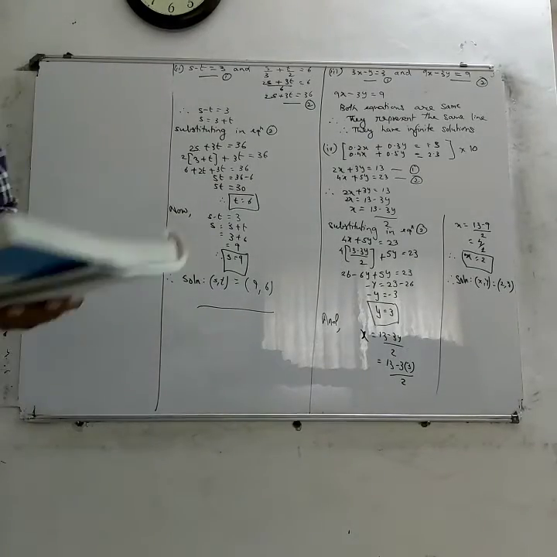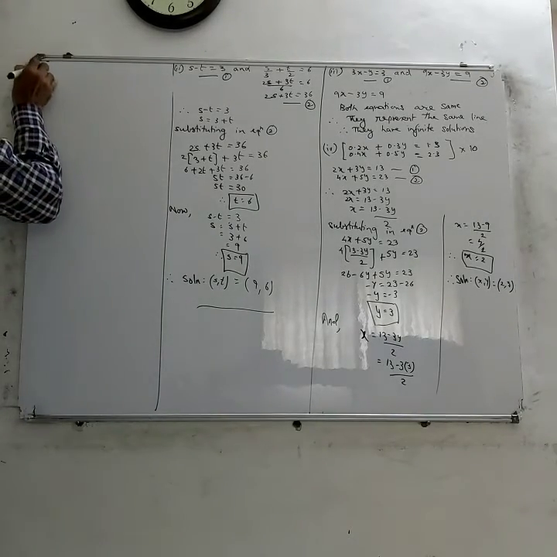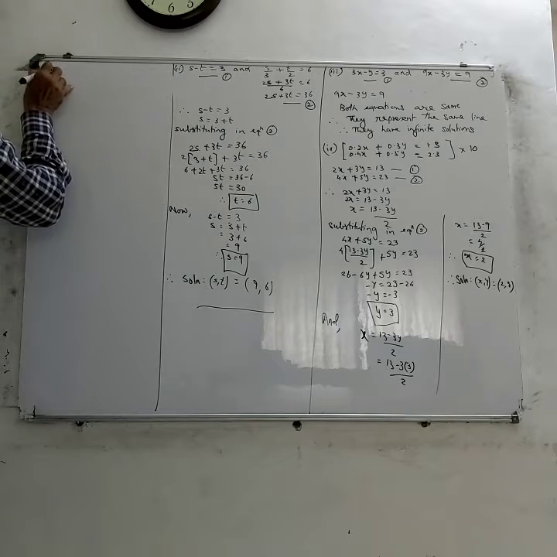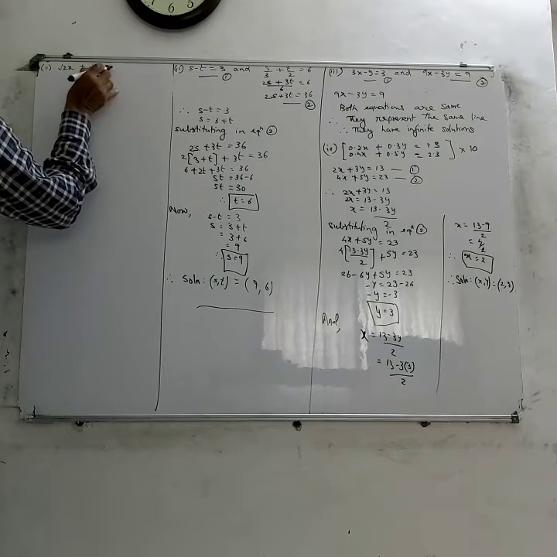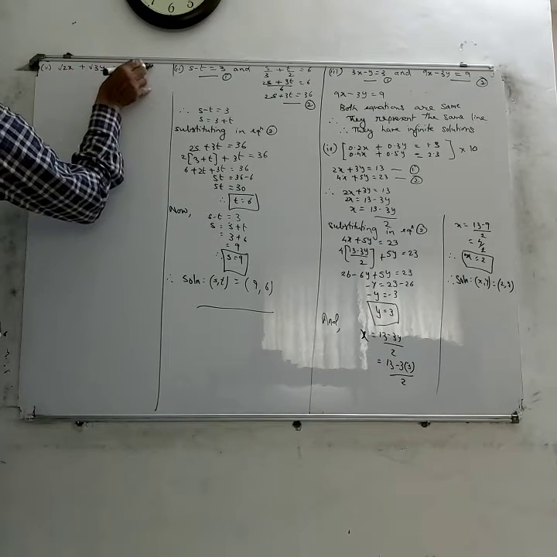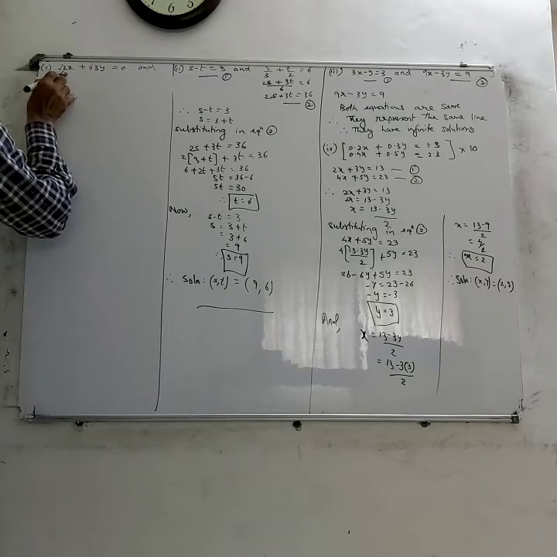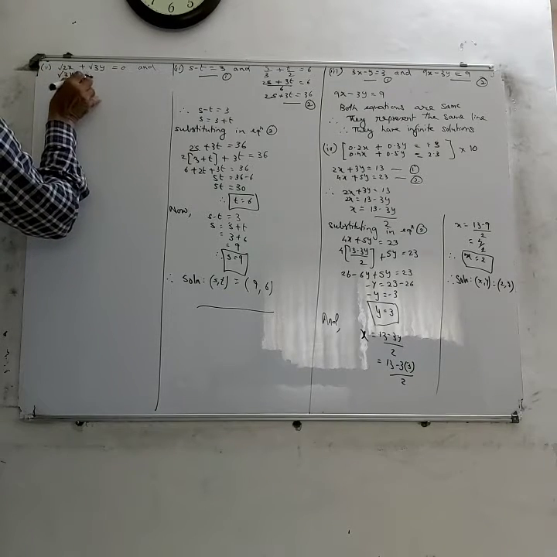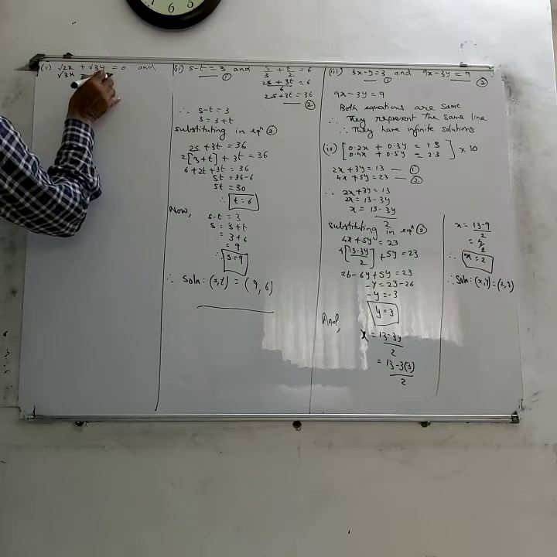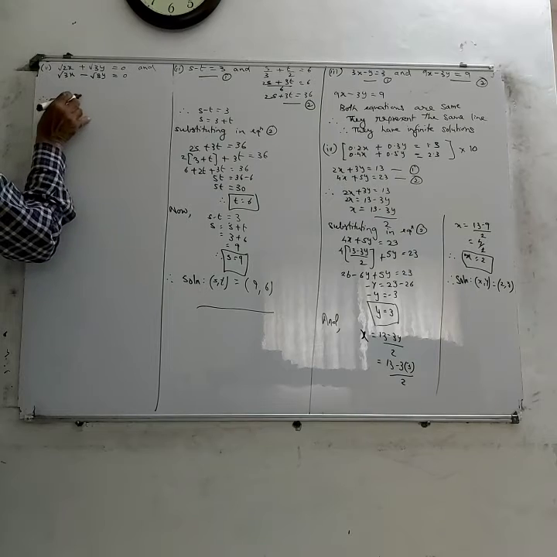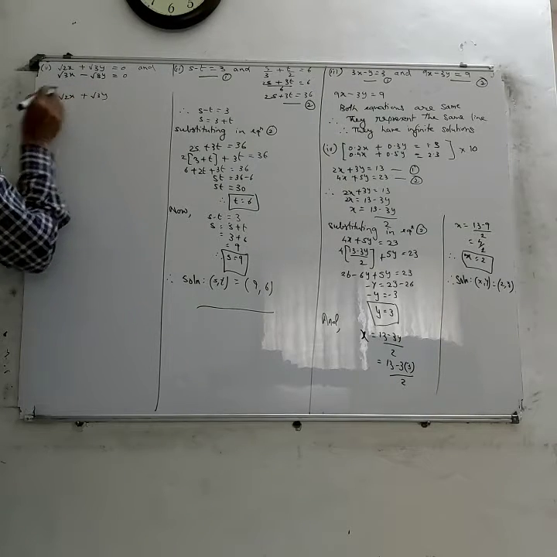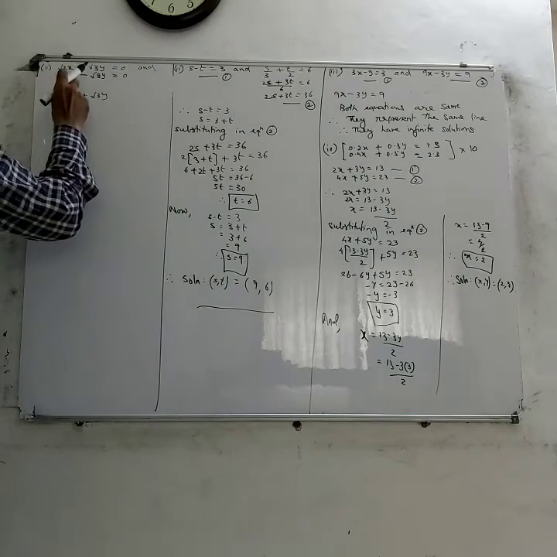That was number 4. Now let's see number 5. Root 2x plus root 3y is equal to 0, and root 3x minus root 8y is equal to 0. Now there are root signs here. One has to be careful with the root signs. Therefore, root 2x plus root 3y is the first equation.